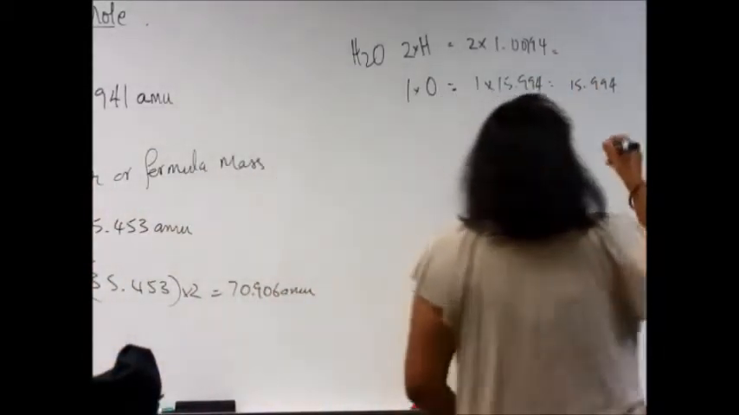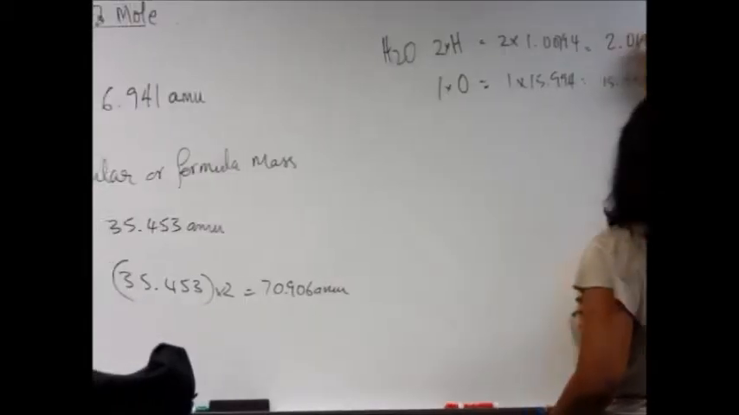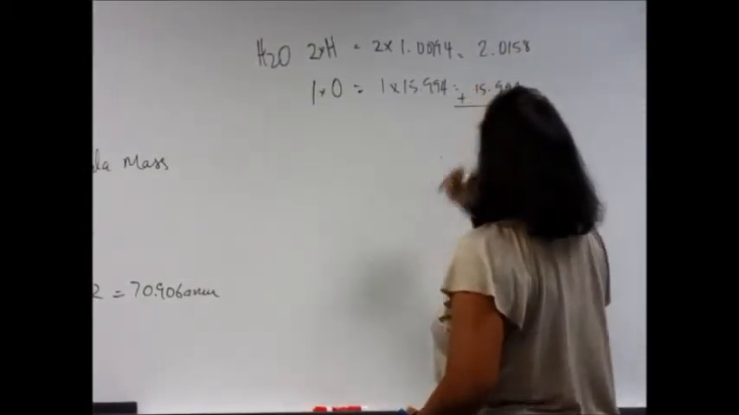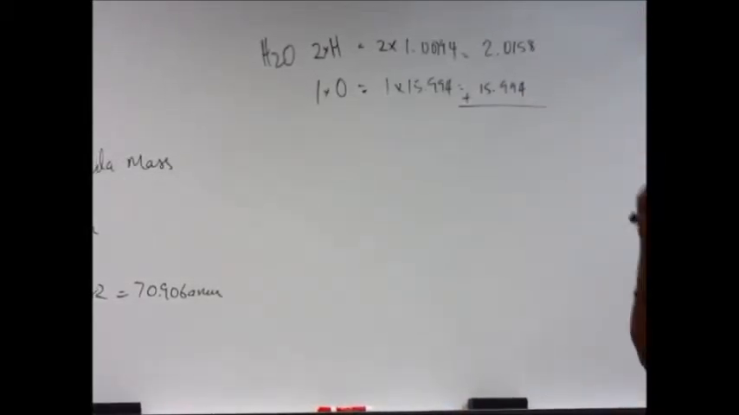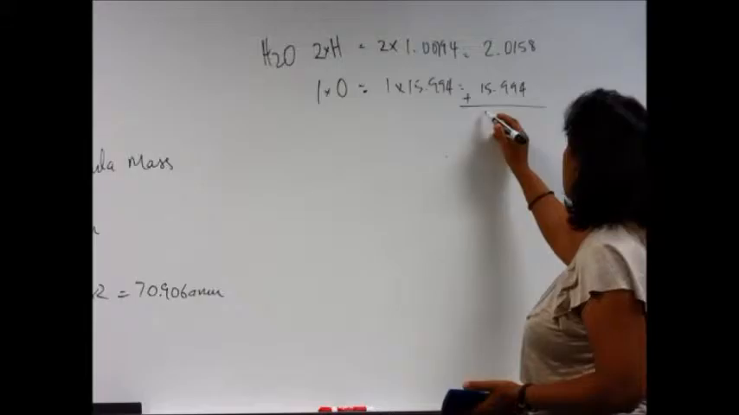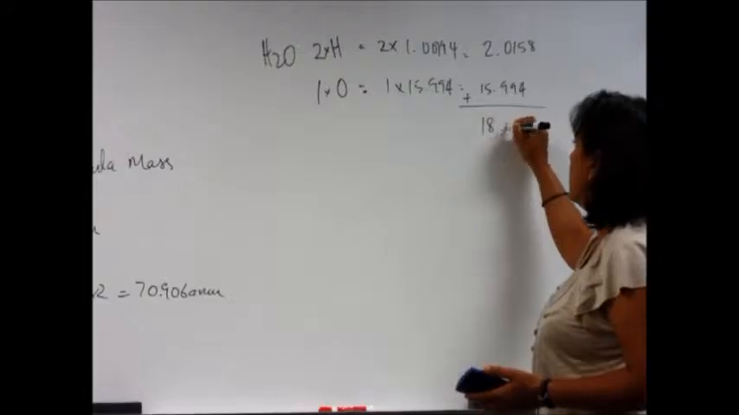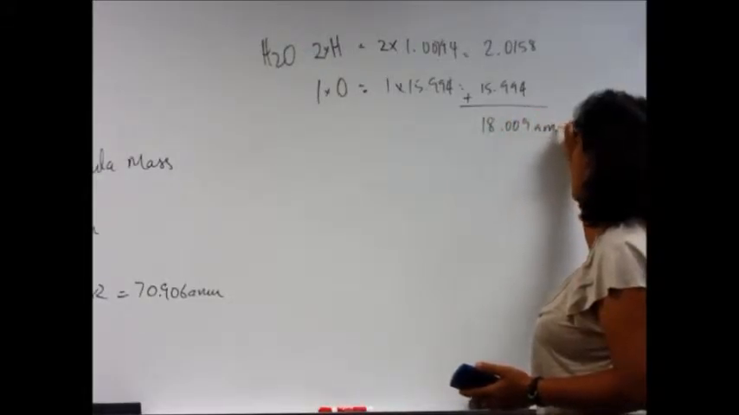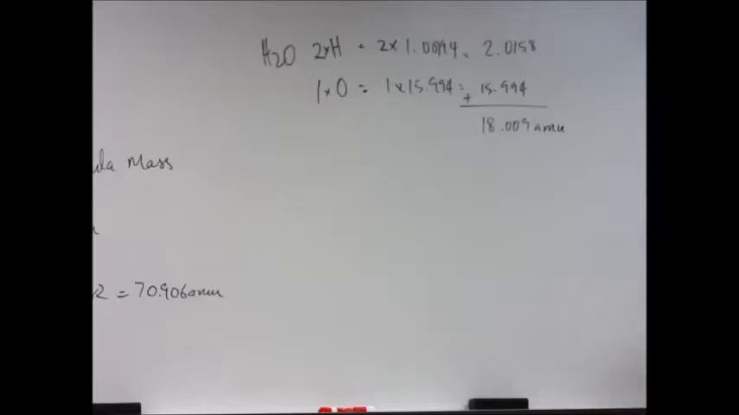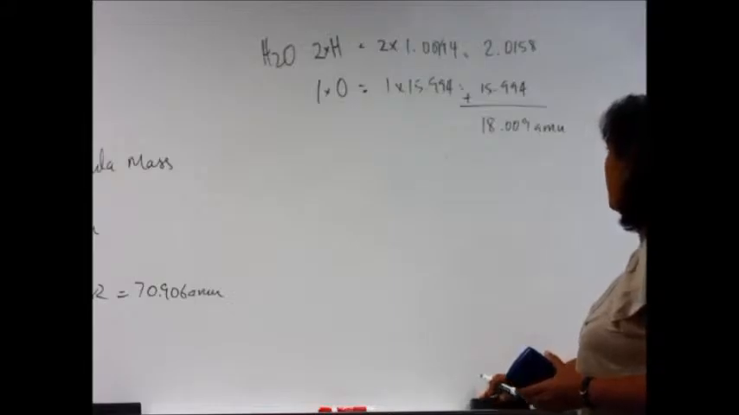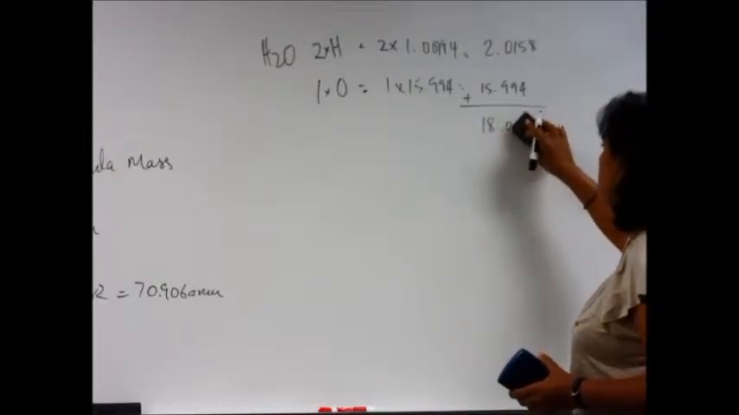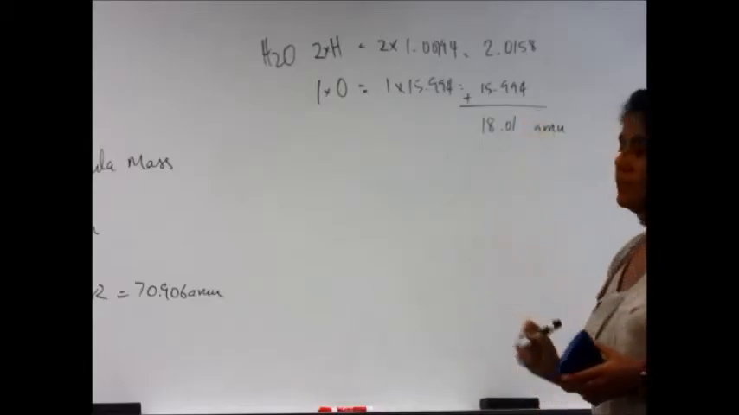Then you add these two up, because after the third decimal place, it doesn't really matter. So then you add these up together, and the mass will come out to be something like 17 point something. 18. 18.0153 AMU. Please don't forget the units. So it's AMU. Would you round it up to 18.01? Sure.